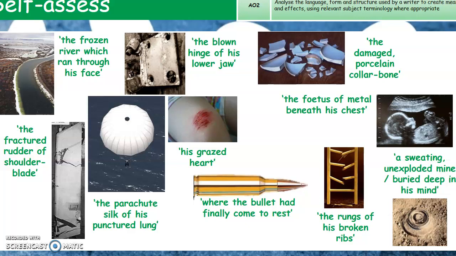The fetus of metal beneath his chest, so fetus is an unborn baby. This idea that the metal is being compared to a baby, so maybe this damage is growing within him. But don't forget, he is a man and he can't have children. The rungs represent the rungs in a ladder, so looking at the broken ribs, and maybe he's feeling like he's at the bottom of something and he can't climb out.